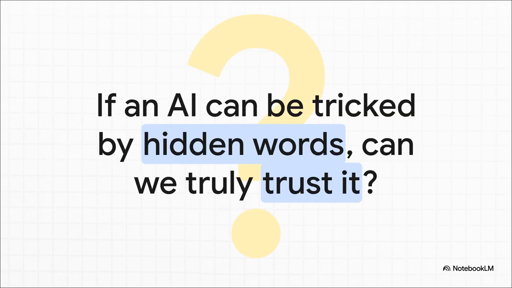And all of this leaves us with a pretty massive question. This isn't just some techie glitch. It's a fundamental problem of trust. If an AI's brain can be hijacked by a few cleverly placed words, can we, or maybe should we, ever really trust it with information that matters most in our lives?